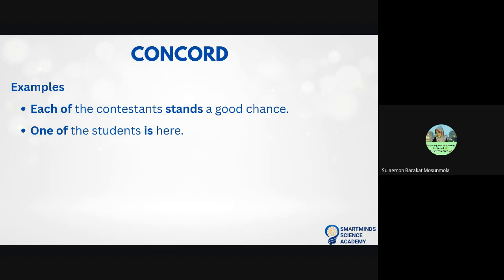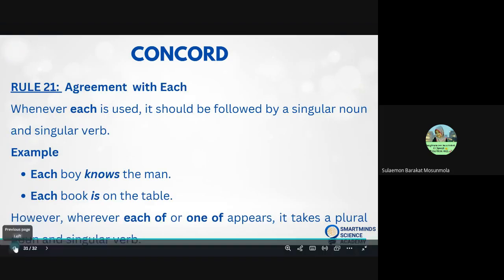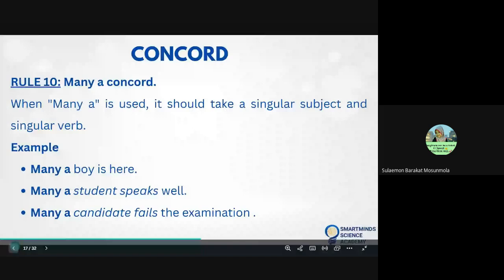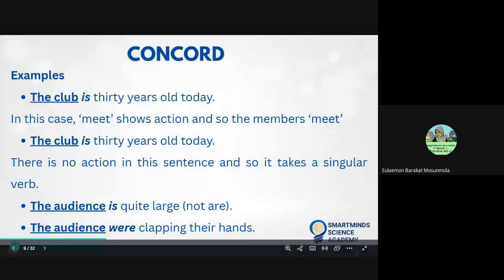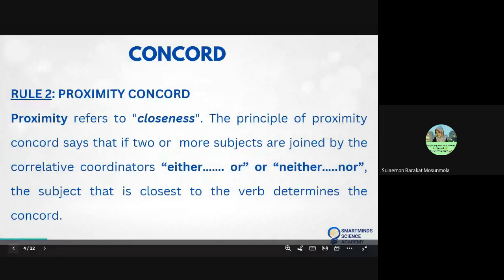So far, under the rule of Concord, we started this class with the subject-verb agreement. Let's see if we can go back to that. We started with the subject-verb agreement that states that the verb and the subject must agree in number. That is, if you have a singular subject, you should use a singular verb. And also, if you have a plural subject, you should use a plural verb.